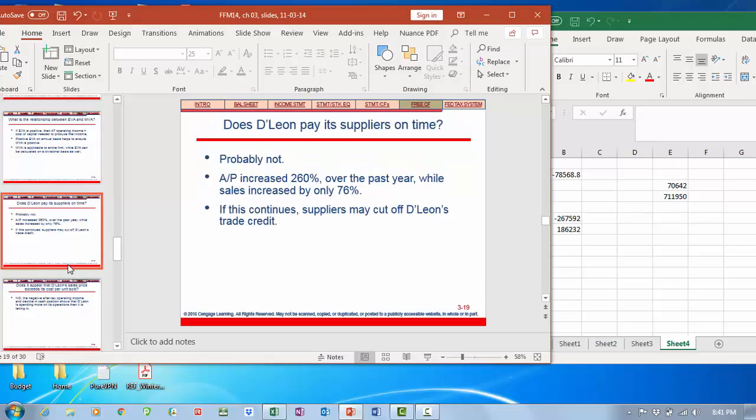Does DeLeon pay its suppliers on time? Probably not, because accounts payable has increased by 260% over the past year, while the sales increased by only 76%. If this continues, suppliers may cut off DeLeon's trade credit. Pretty much like a person. If I don't keep up with my bill payments, banks or my creditors may not extend more credit in future.